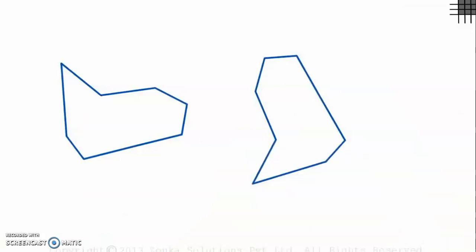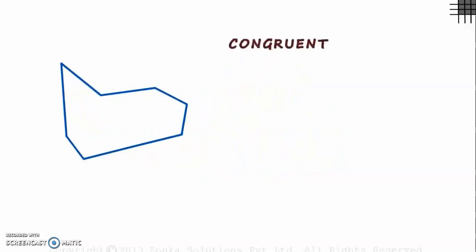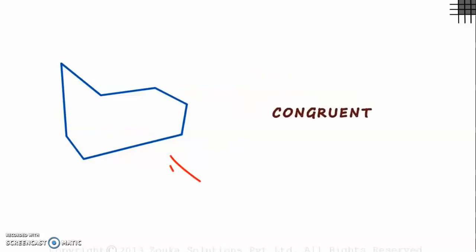Let's erase this and draw another polygon. And here's another one. Are these two figures congruent? At first, they don't look congruent, but that's the trick. This polygon, when placed on this one, overlaps exactly, so they are congruent too. Doesn't matter how they are placed, that's congruency.